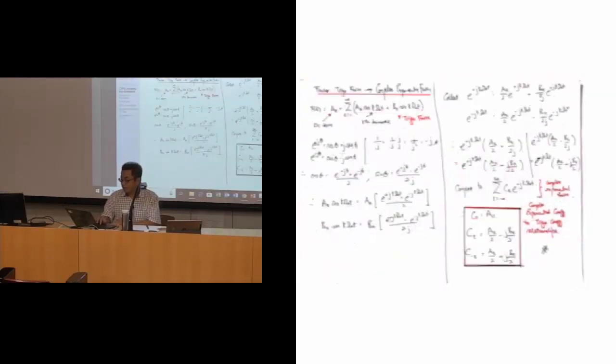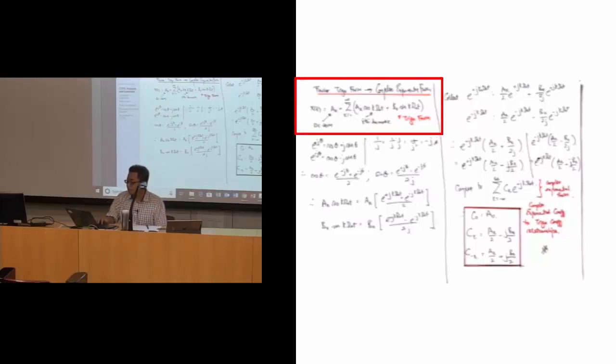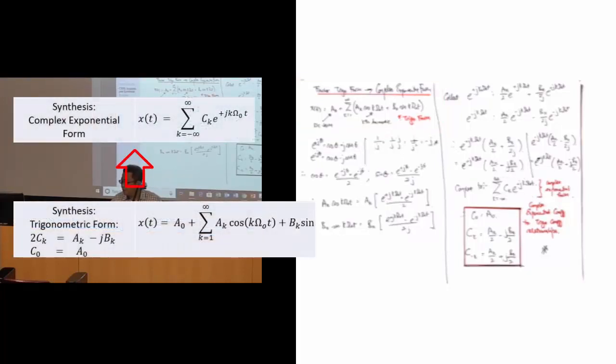In this appendix, this is our argument. Let us begin with the trigonometric form, which is x of t equals a naught, which is a DC term, plus the ak's multiplied by the cosine terms, plus bk multiplied by the sine term. The complex exponential term is the ck's over here. We will move from the Fourier trigonometric form to the complex exponential form. How do we do that?